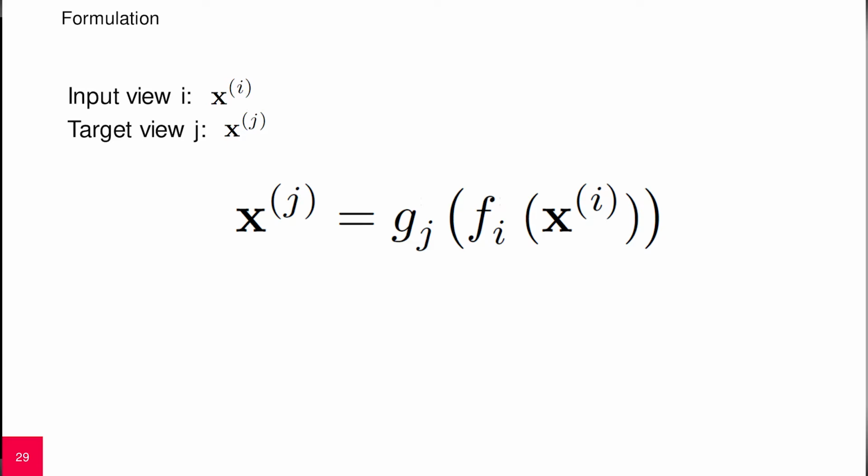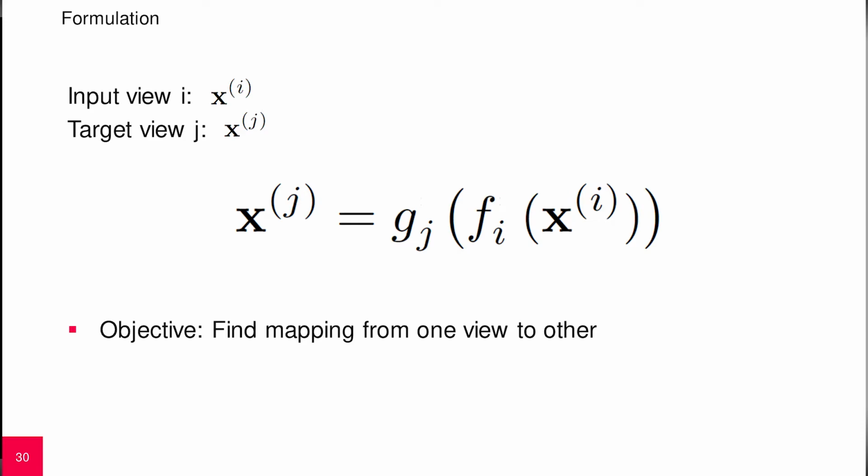But with this whole model, we already got rid of the pose representation, as you can see. So for the whole model, we don't need any supervision of the pose representation anymore. And the objective is just to find this mapping from one view to the other.